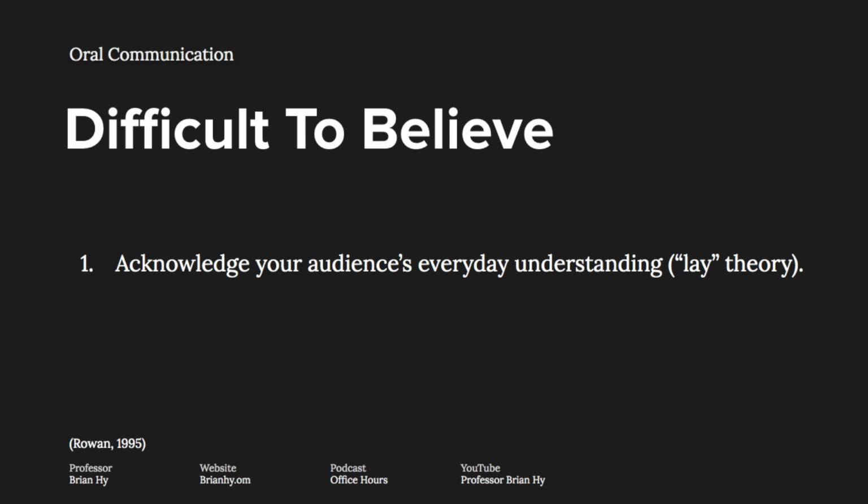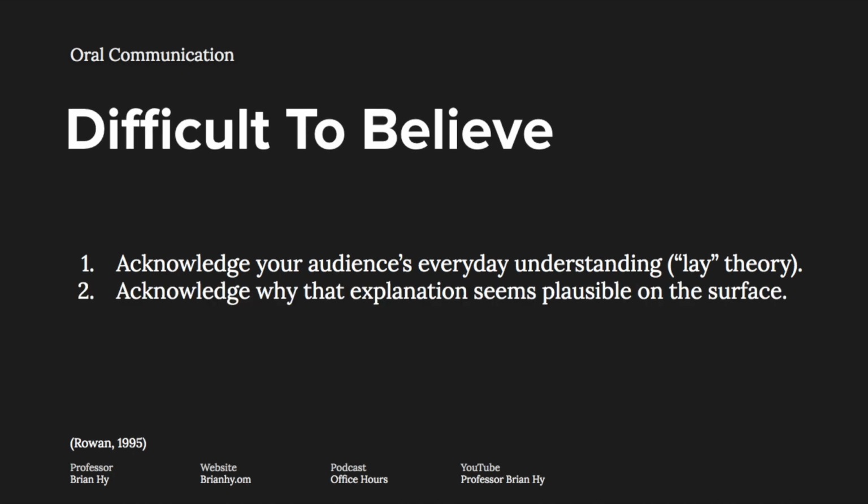When we are trying to help our audience understand something that is difficult to believe, Rowan suggests the following 4 steps. Number 1, acknowledge your audience's everyday understanding of how the phenomenon works. You might even want to consider asking your audience to describe the concept in their own words to better understand their perspective. Number 2, acknowledge why that explanation seems plausible on the surface.